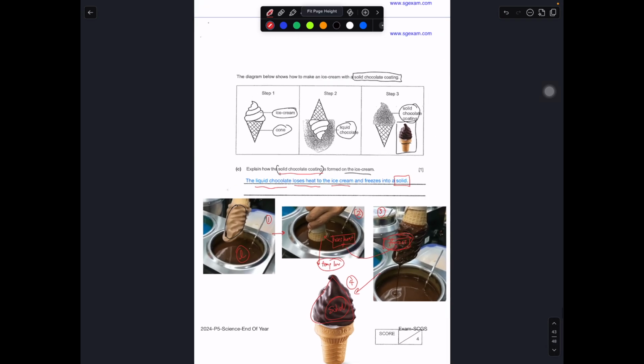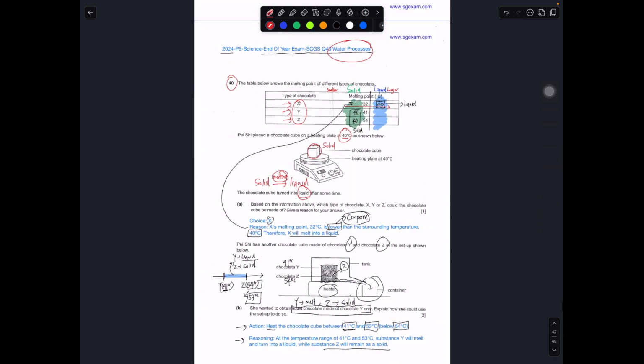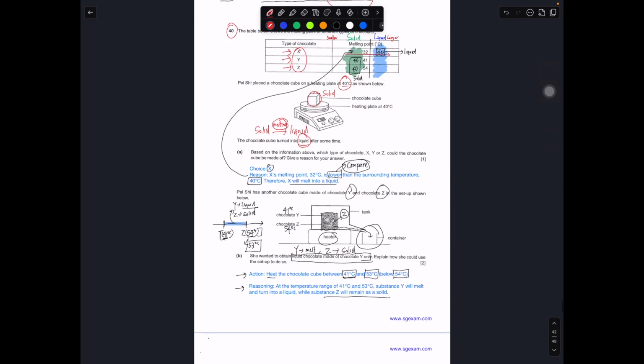So with that, let me just review the top part. Then this is the second part.